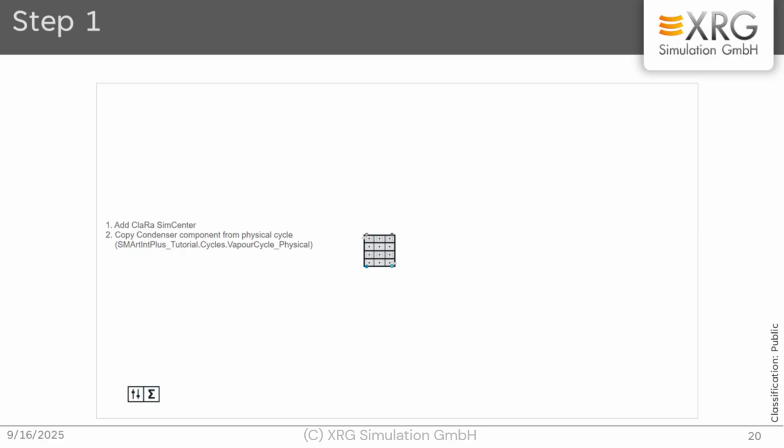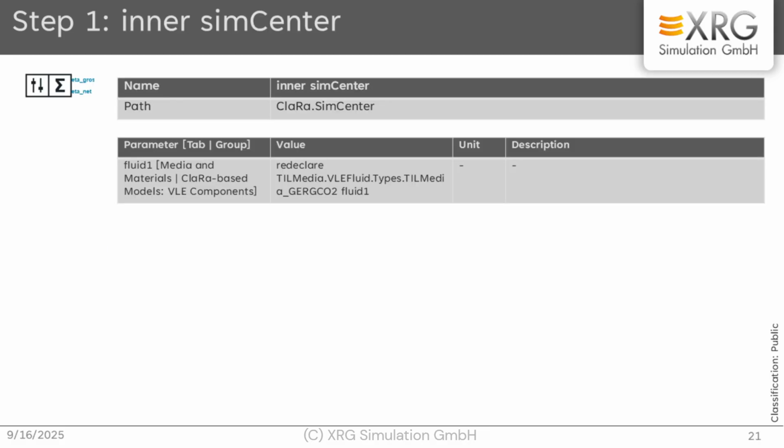Yeah, so basically the instructions here are that you always have the step number at the top, and you see then your diagram or how it should look after you finish the step. You also have the text. In this first step, we have to add the Clara SimCenter as well as the condenser component. We can easily copy that. I'll show it later.